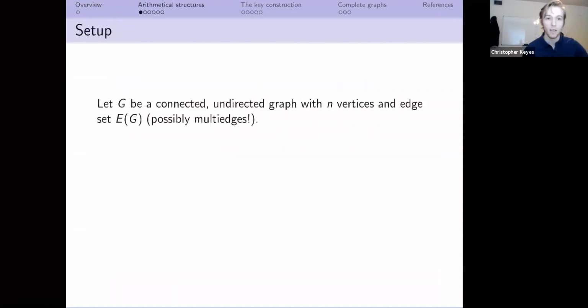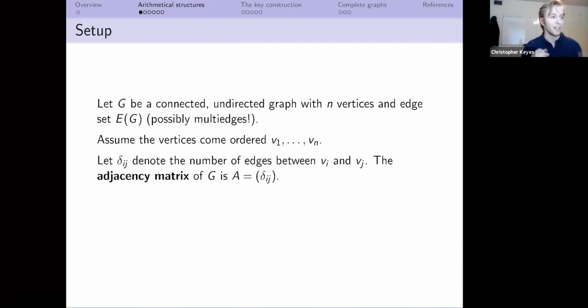Okay. So let's just start with some setup and notation. G is going to be, like I said, connected, undirected, and we're always going to let n denote the number of vertices, and we'll use E(G) to denote the edge set. I'm going to assume the vertices come with an ordering v_1 through v_n. And then I'm just going to use A and these delta_ij for the adjacency matrix and the number of edges between two vertices. And again, like I mentioned earlier, G is going to have no loops.